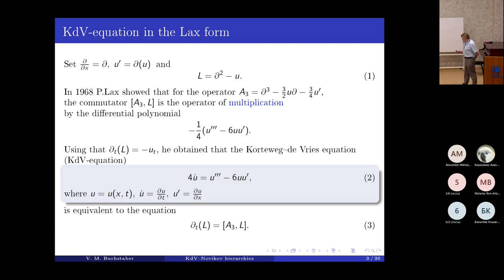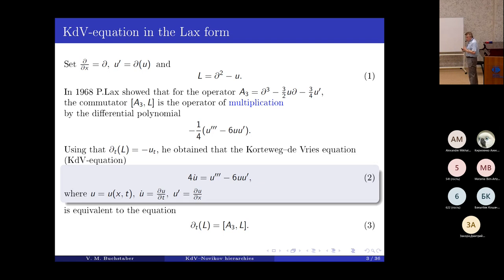Let me start from the well-known paper of Peter Lax in 1968. He showed that if we consider a differential operator A3 of third order and the commutator of A3 and the operator L, which is certainly related with the Schrödinger operator, the Sturm-Liouville operator, the simplest operator, which is certainly important in many, many mathematical problems, then this commutator is not an operator. It is an operator of multiplication by such a differential polynomial.